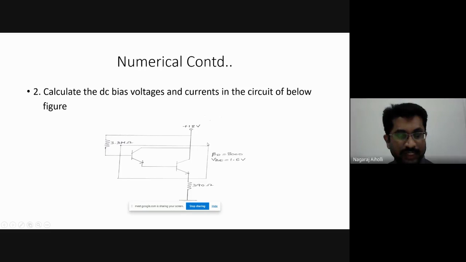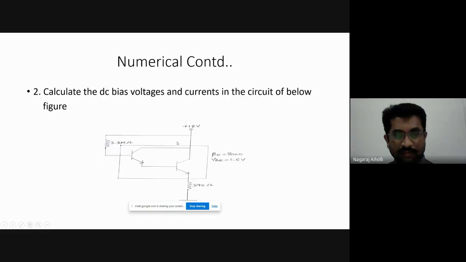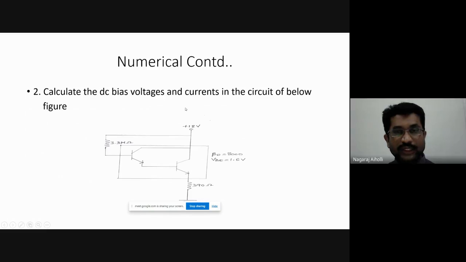Collector voltage is nothing but the supply voltage, that is 18 volts, equal to VC. Because of the large value of the base resistance, the current through it is negligible, and hence the collector voltage is almost the supply voltage, 18 volts. So these are the DC bias voltages and currents in this Darlington pair connection.